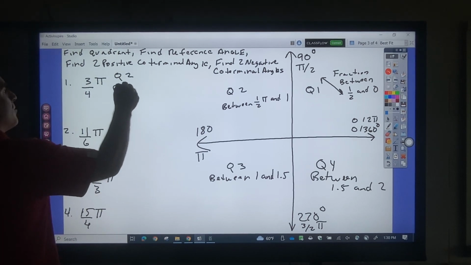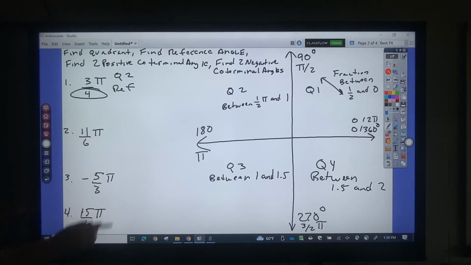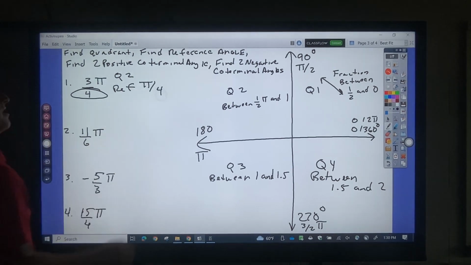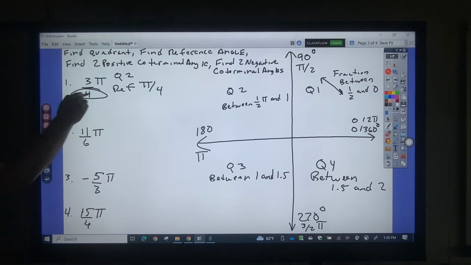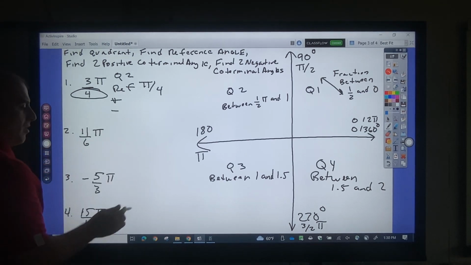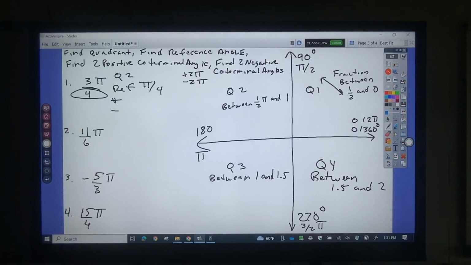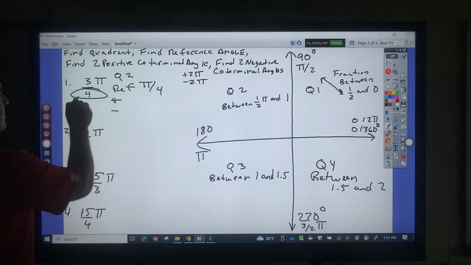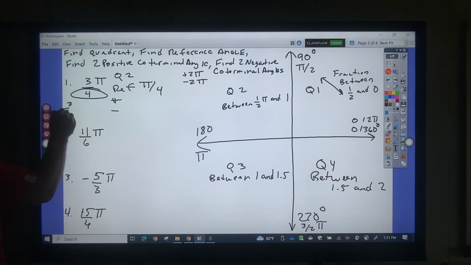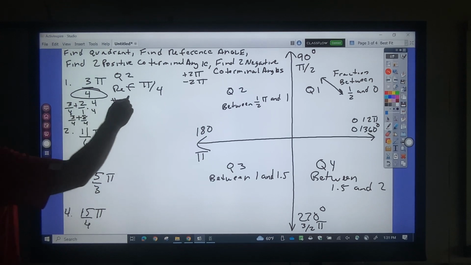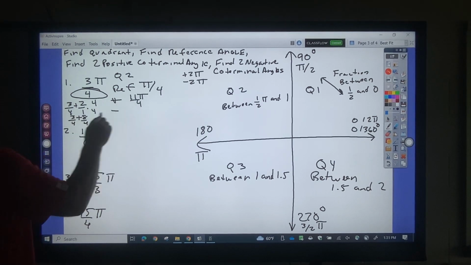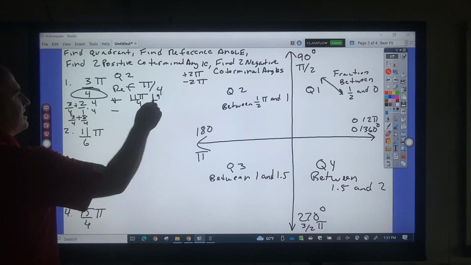Now, what's convenient about the reference angle is that whatever number is under there, pi over that number becomes the reference angle. Now, to get the positive and negative ones, I'm going to add 2 pi and subtract 2 pi. So I have 3/4 plus 2. I want a common denominator, so that's 8 over 4, so it'd be 3/4 plus 8/4. So 3/4 plus 8/4 would be 11/4. 11/4 plus another 8/4 would be 19/4.